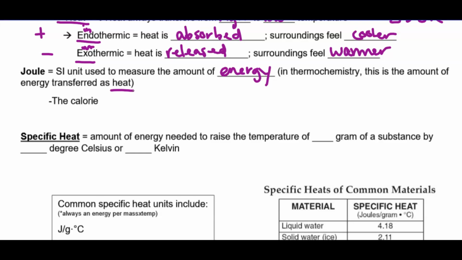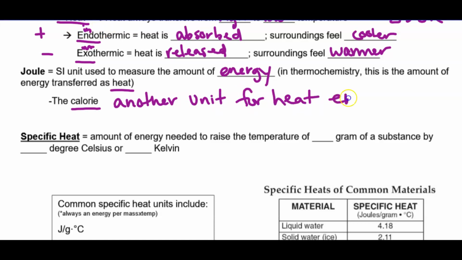The other unit that's used for heat energy is the calorie. We see this a lot in food science. The calorie is how we measure the amount of energy in our food items. It is just another unit used for heat energy.